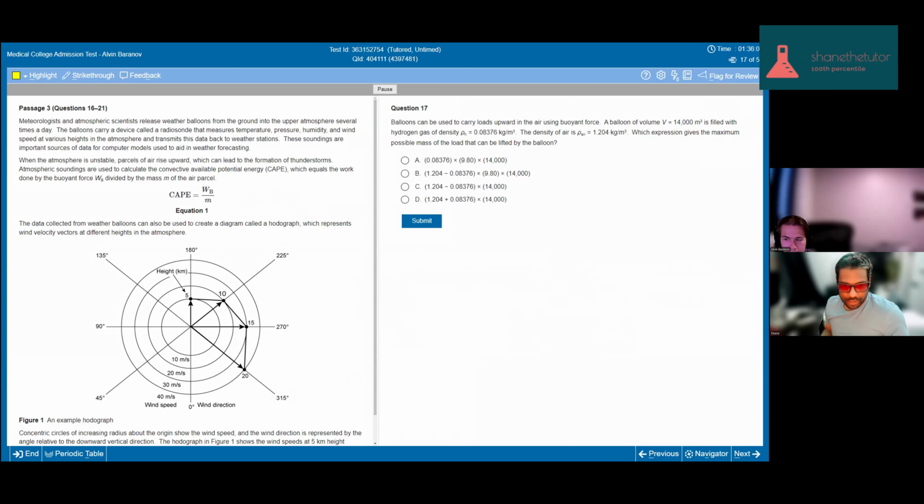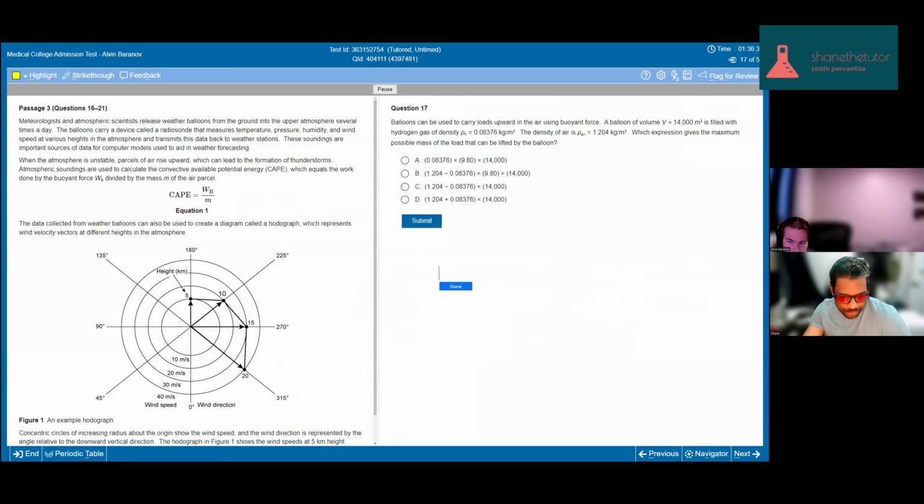Balloons can be used to carry loads upward in the air using buoyant force. A balloon of volume 14,000 cubic meters is filled with hydrogen gas of a given density, and the density of air is given. Which expression gives the maximum possible mass of the load that can be lifted by the balloon?